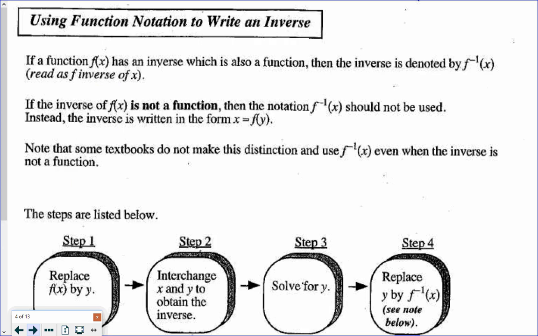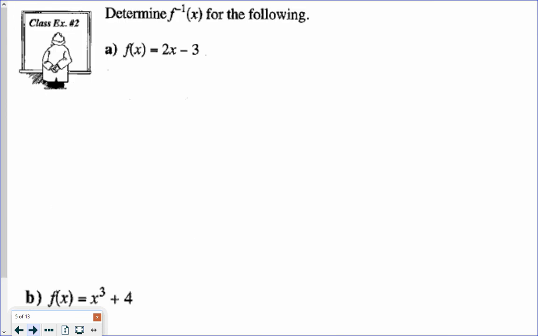So let's just practice this idea of solving equations. So determine f to the negative 1 of x. Again, sometimes on the test you won't even see the word inverse. You'll just see the notation, so you'll have to know that means inverse. Again, f of x is the same as saying y. So our first step is to switch that x and y around.